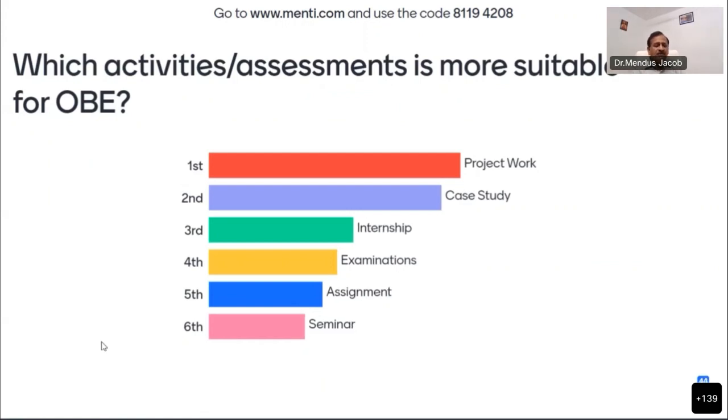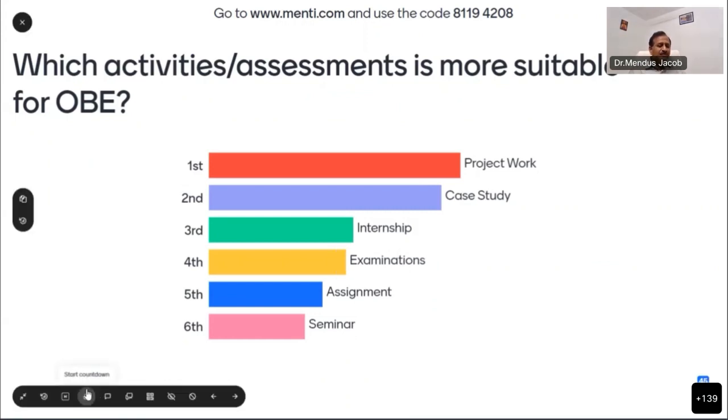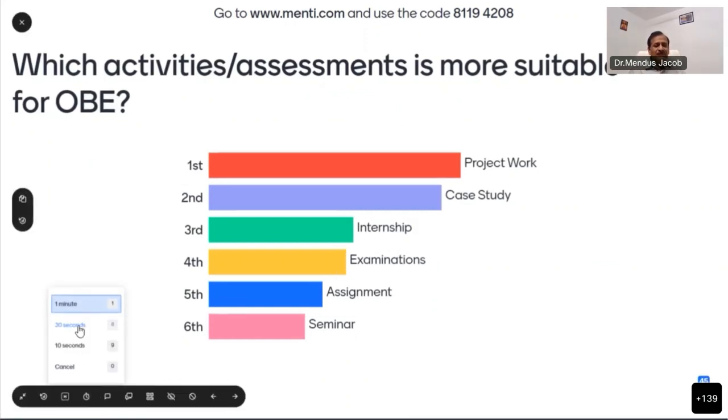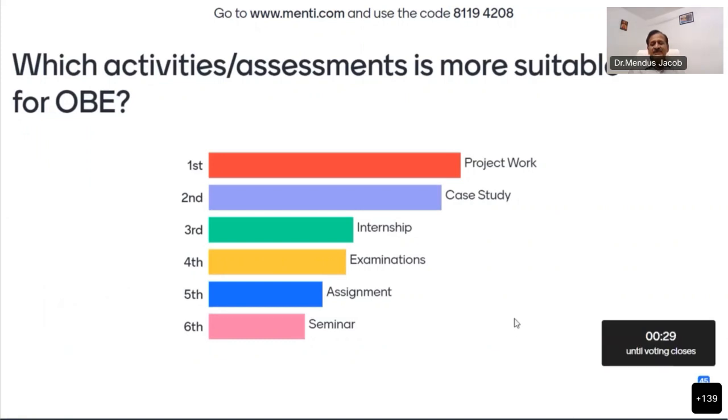Okay, this is actually part of your learning experience. So give your response, please. You have 30 seconds more. Just explore these activities and how they are useful for OBE implementation and which activity is more suitable for outcome-based education. So we have project work, case study, internship, examinations, assignment, seminar.